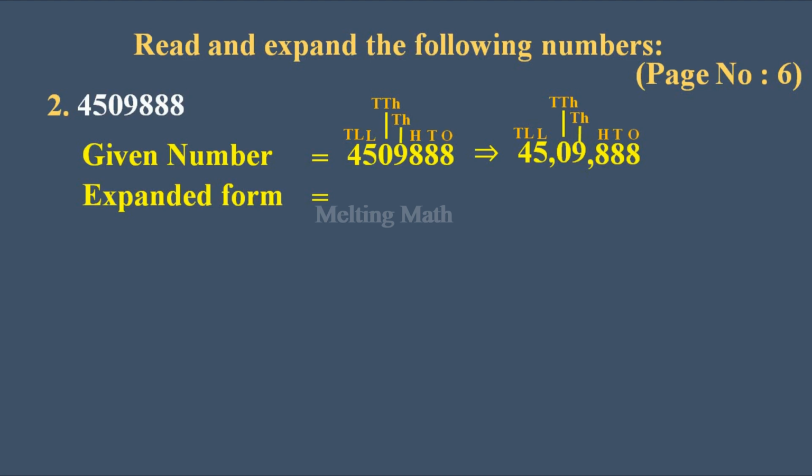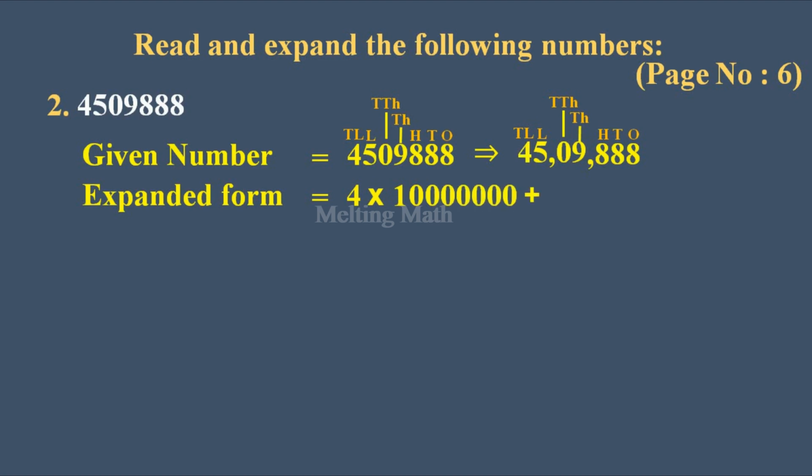First see the first digit, that is a 4, that comes under the 10 lakh place, so just write 4 and multiply with 10 lakh. How can you write 10 lakh? 10 lakh means first write 10, then write 5 digits of 0 with it. This is the expanded form of the first digit.